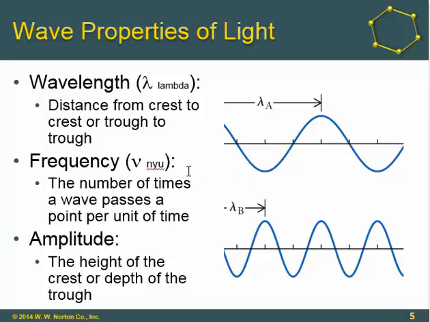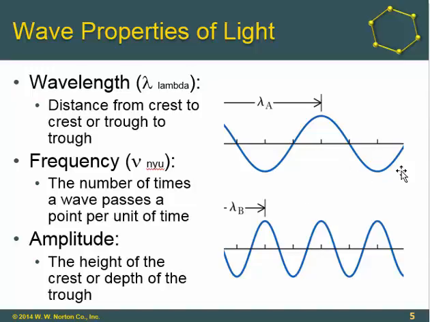Another important physical property of waves is frequency, which is represented by the Greek letter nu. It looks like a V, but it's actually the Greek letter N, or nu. And frequency is the number of times that a wave passes a given point per unit of time. And our unit of time is always going to be a second. So how many waves pass by per second? The amplitude is the height of the crest, which is equal to the depth of the trough. But we are really going to focus on wavelength and frequency rather than amplitude.